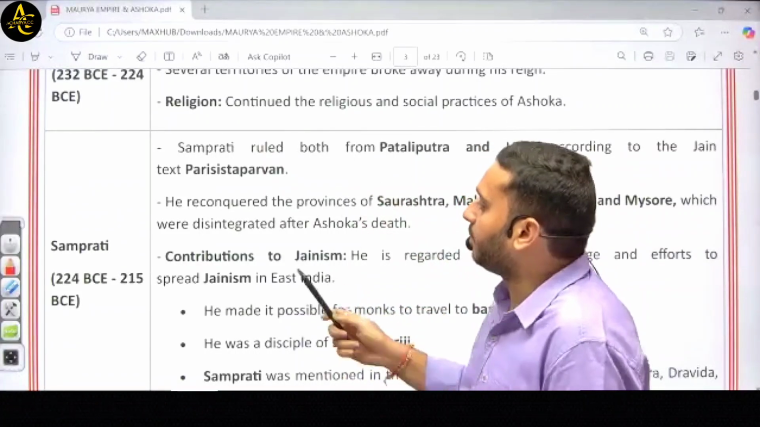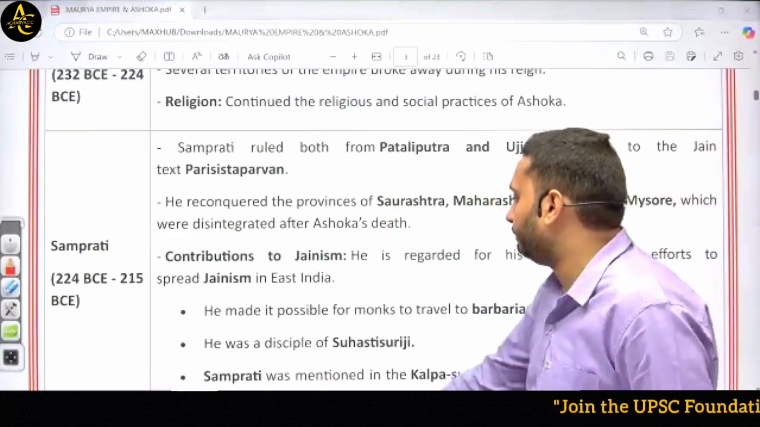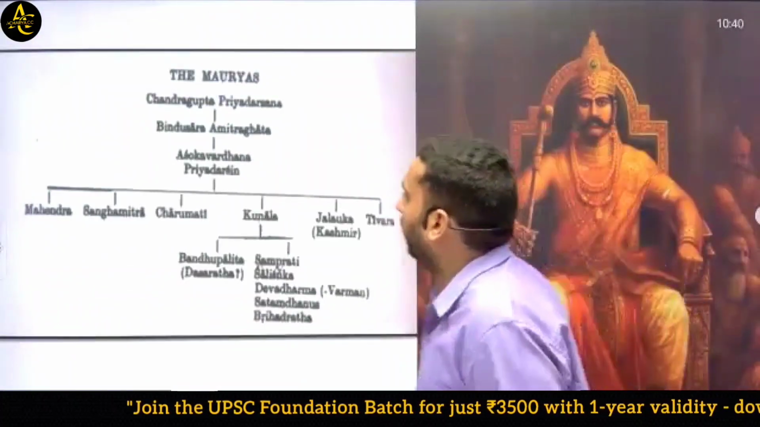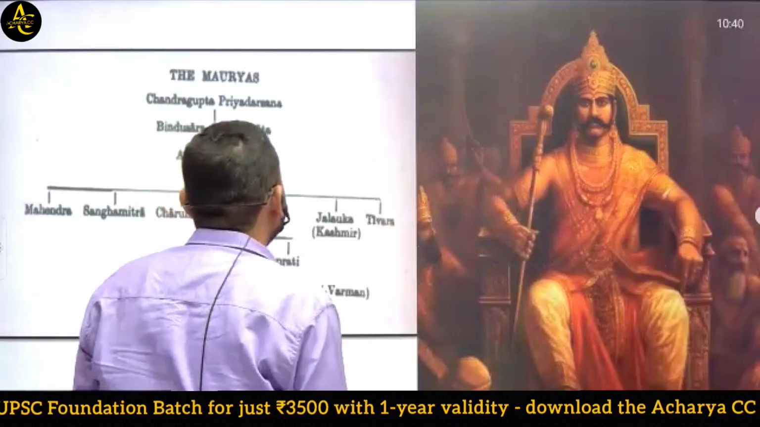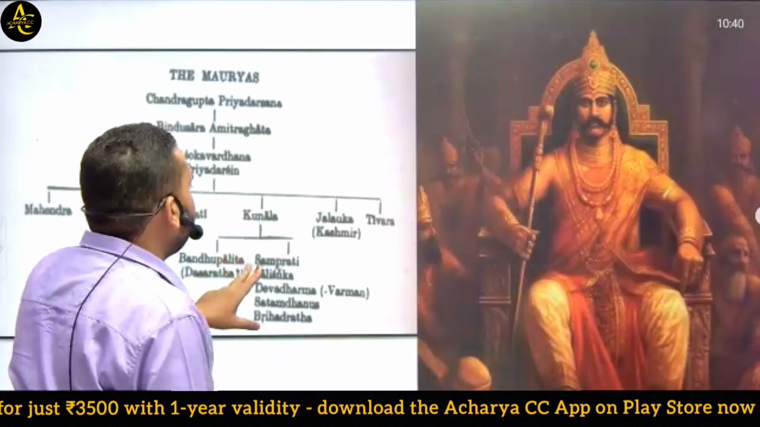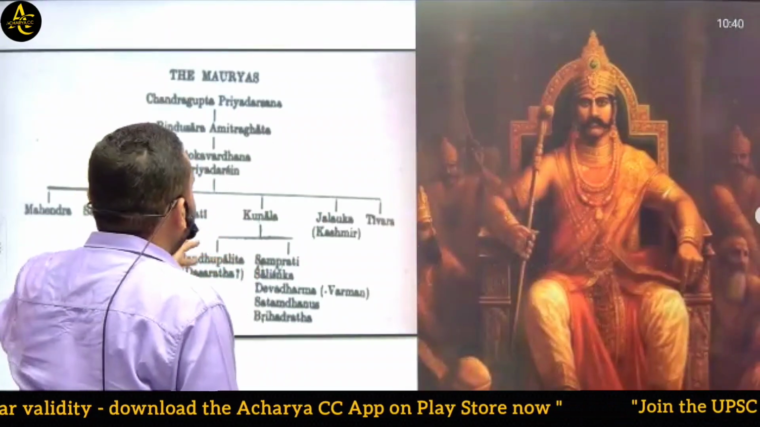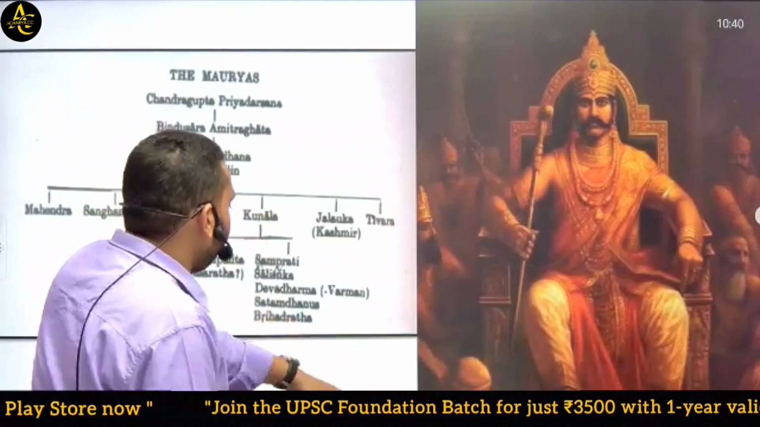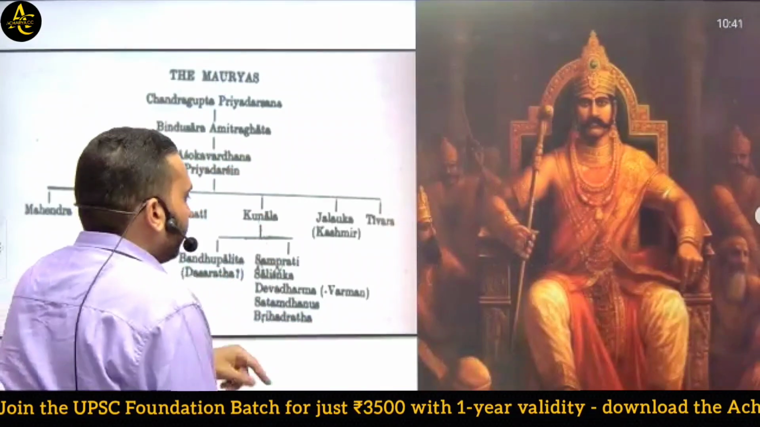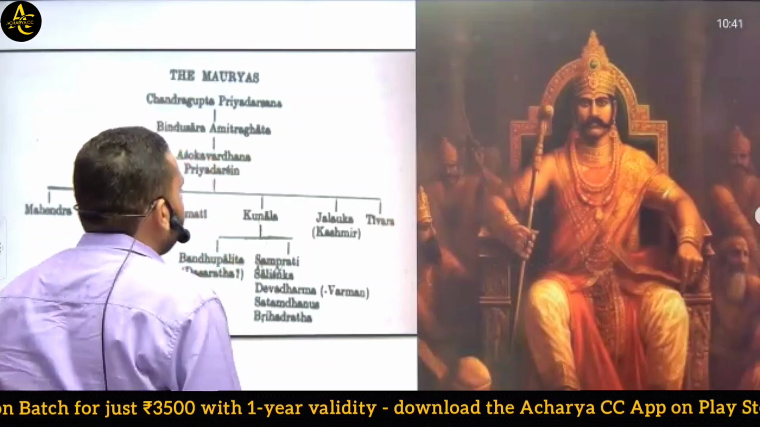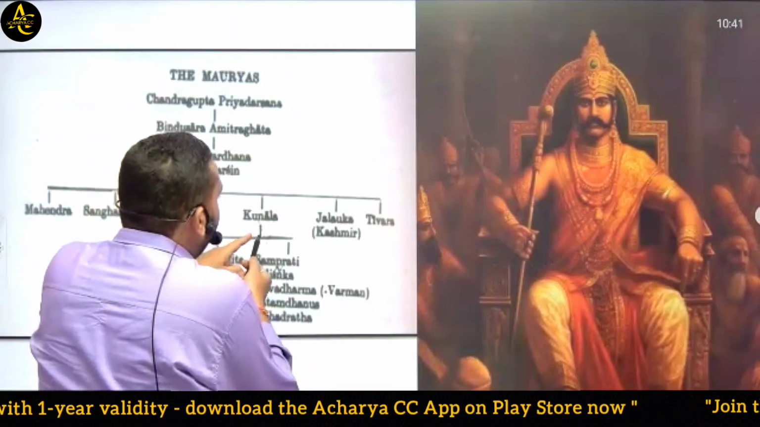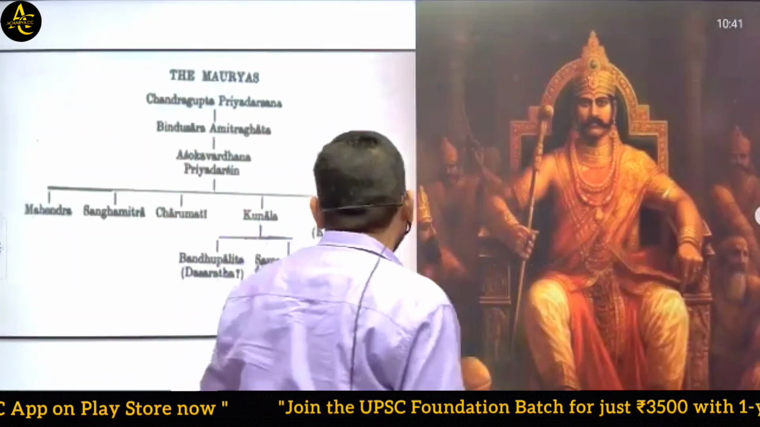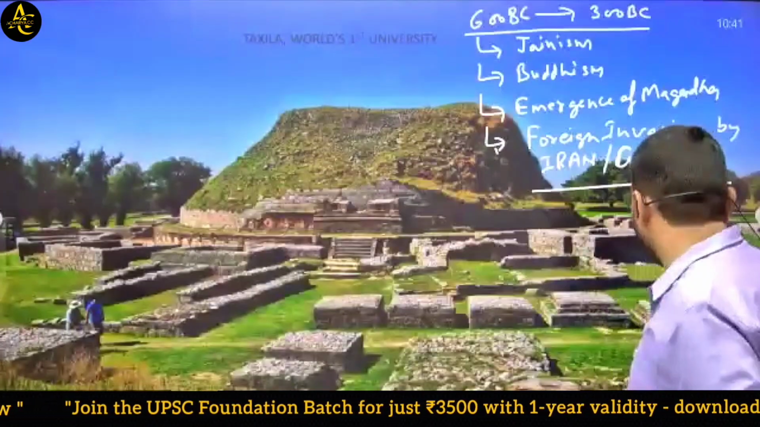After Dasharatha, Samprati became the king. There were two branches. After Ashoka, one of his brothers, Kunala, who is named as Dasharatha, became the king. And from here, the whole empire was divided into two parts.